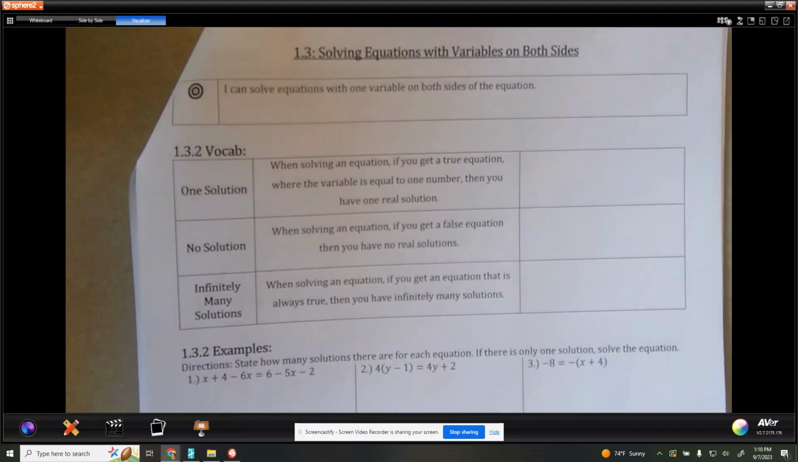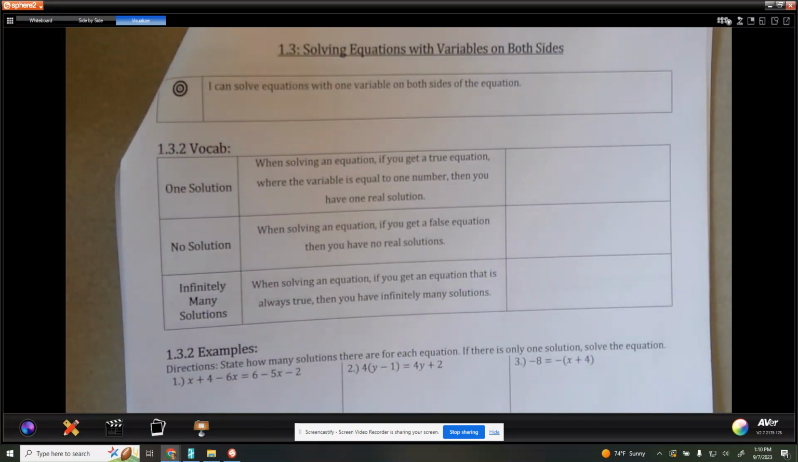Hello, Algebra 1. We are starting with wrapping up 1.3, solving equations with variables on both sides. So if you can join me with your yellow packets, we'll get this done all together. Please copy down what I write and pause the video if you need it.